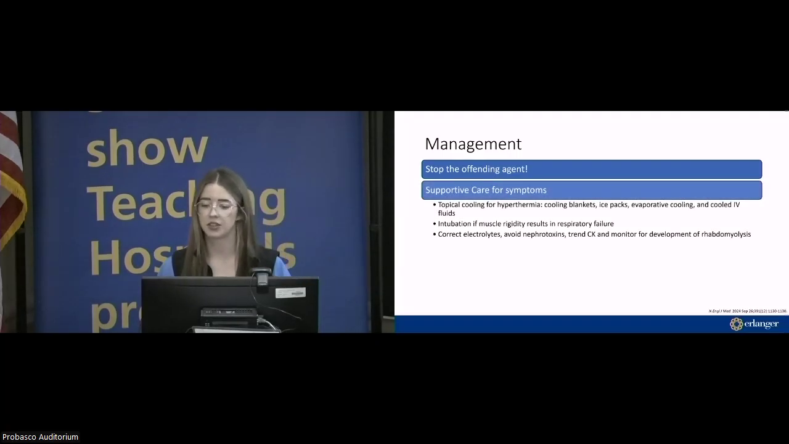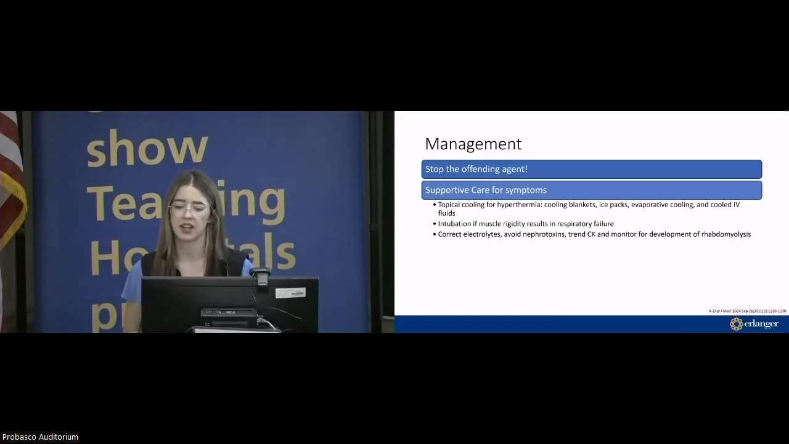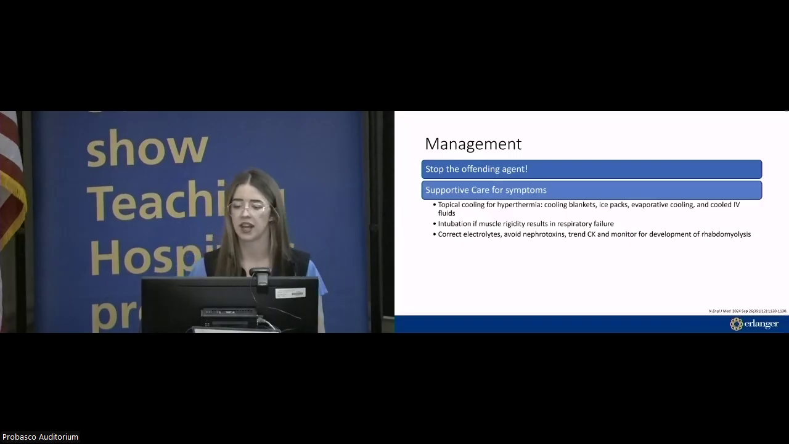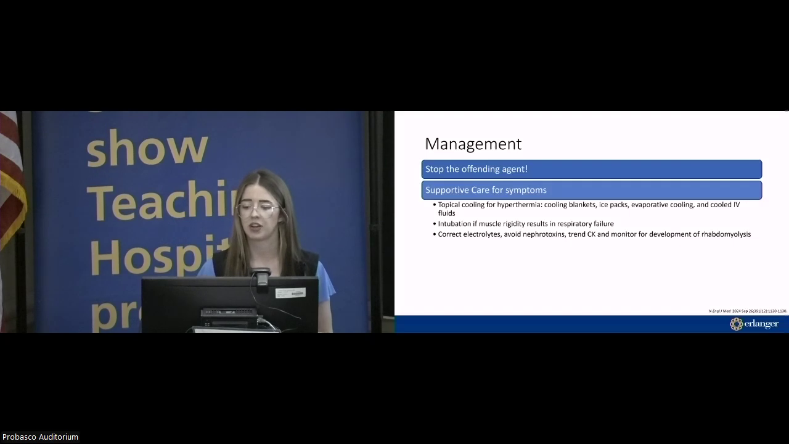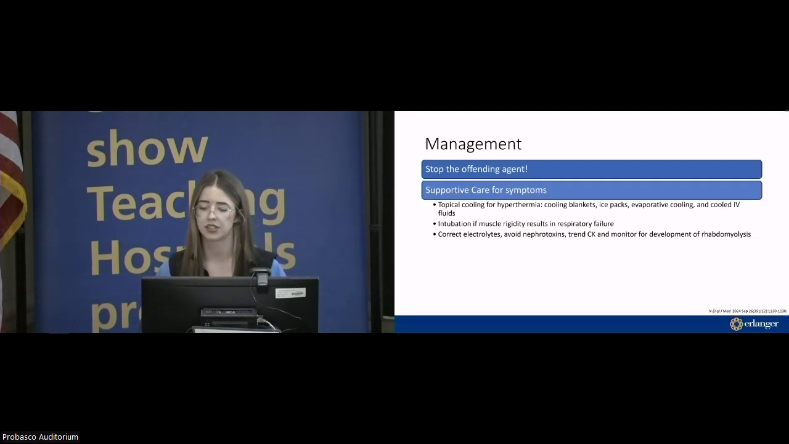You want to use active cooling measures for hyperthermia like a cooling blanket, ice packs, evaporative cooling, and cooled IV fluids as needed. You want to intubate if muscle rigidity or mental status compromise ventilation or the patient's ability to protect their airway. And you want to correct electrolyte disturbances, avoid nephrotoxins, and trend CK closely to monitor for rhabdomyolysis.